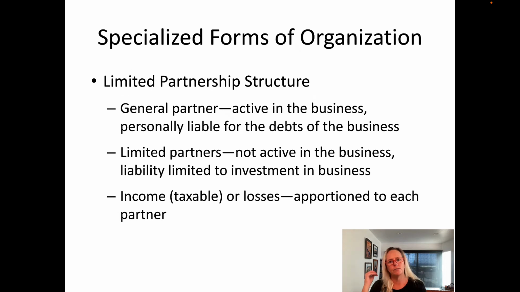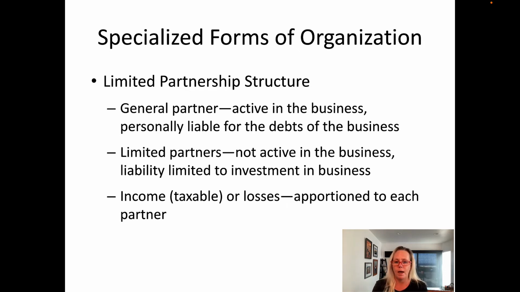A couple of specialized forms of organization. If you have a partnership and you want to avoid that unlimited liability for each of the partners, you can create what's called a limited partnership. In a limited partnership, there is a general partner who is the person that is active in the business. They are personally liable for the debts. And then you have investors, whom we refer to as limited partners, and they're simply investors. So they're not active in the business. They just receive income from their investment. And their liability is limited to whatever their investment in the business is.